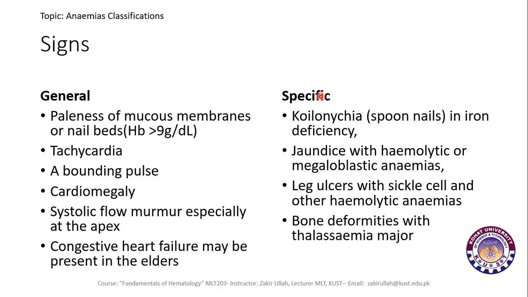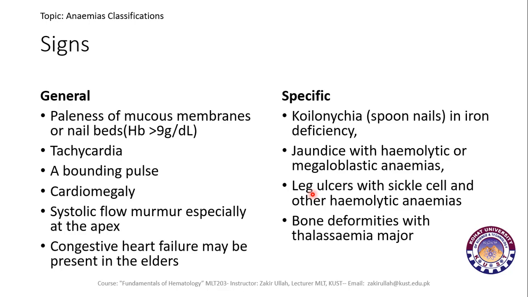The specific signs include koilonychia, which is spoon nails. The nails become concave, slightly indented inward, in the fingers. This condition is called koilonychia. In case of iron deficiency anemia, this condition occurs. Jaundice, that is the yellowness of the skin, occurs with hemolytic or megaloblastic anemia.